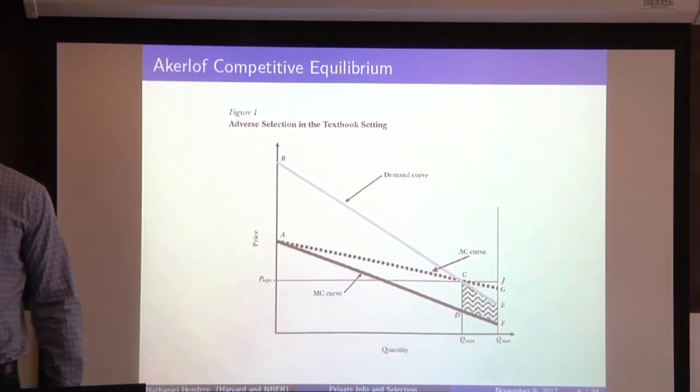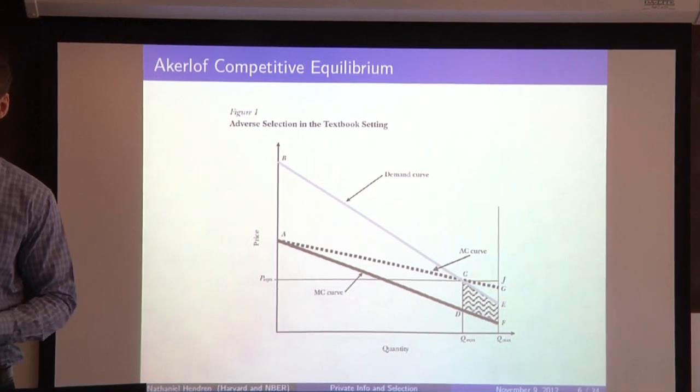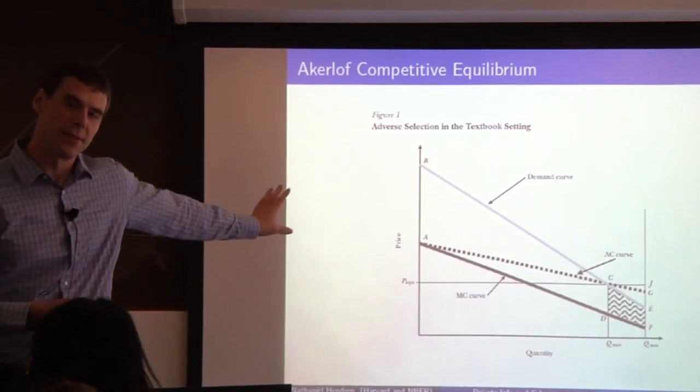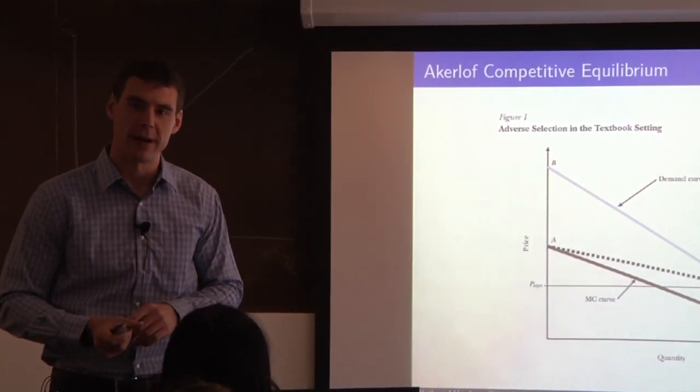So in perfect competition, there's also just one price for every type of people. That's this notion of competitive equilibrium. There's one price that would clear.